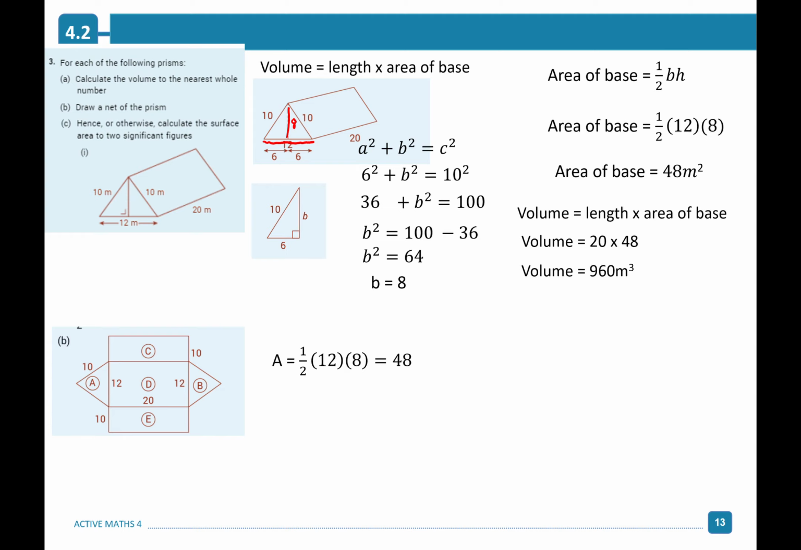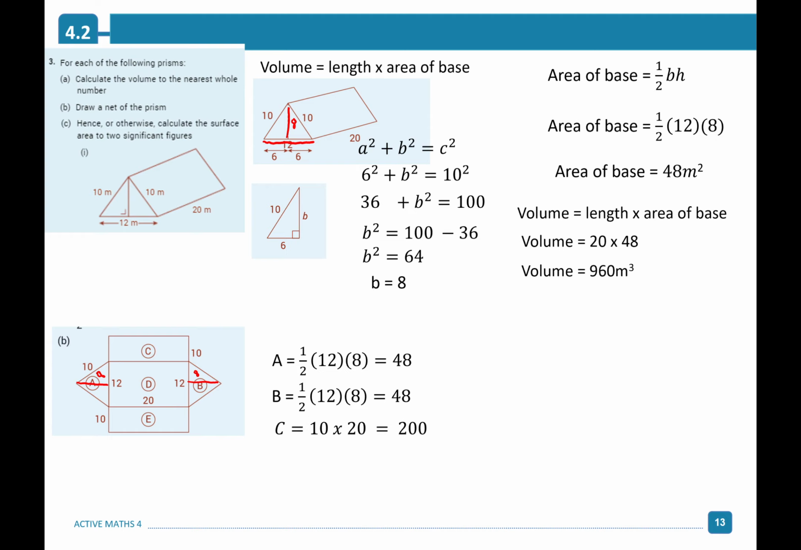Okay, so to find the area of A, it's a triangle, so that's half times the base times the height, which is a half times 12, and we've already found that height in the previous question. That height is 8. So it's a half times 12 times 8, which gives me 48 meters squared. B is the same triangle, half times 12 times 8, which gives me 48.